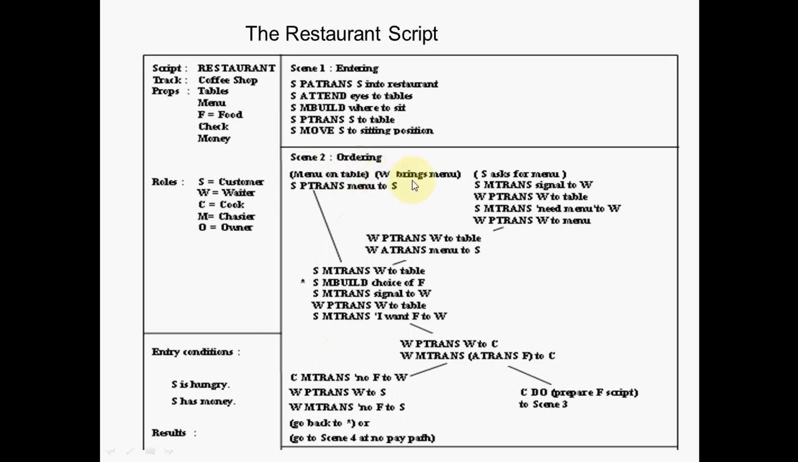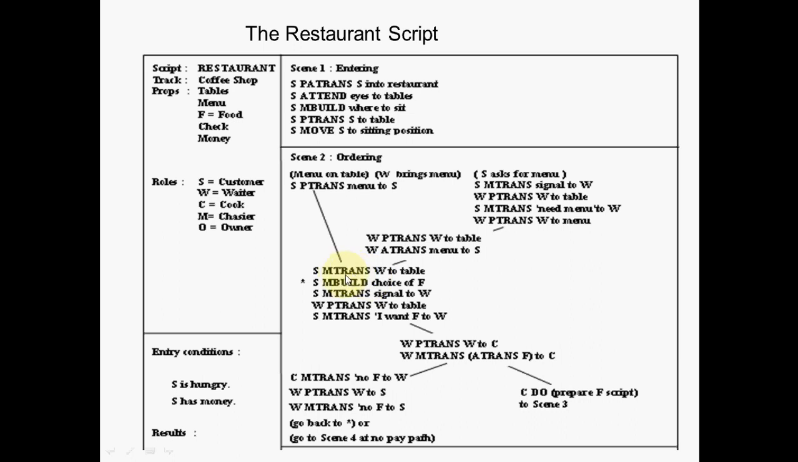Now the waiter brings the menu. If that is the condition, then you picking up the menu and all will not work, it will start from here. So W, P trans W to table. So waiter brings menu. In some restaurants, after you sit, waiter will come to you. So it starts from waiter brings menu to the table. Then waiter trans gives the menu to you. Then other things are same.